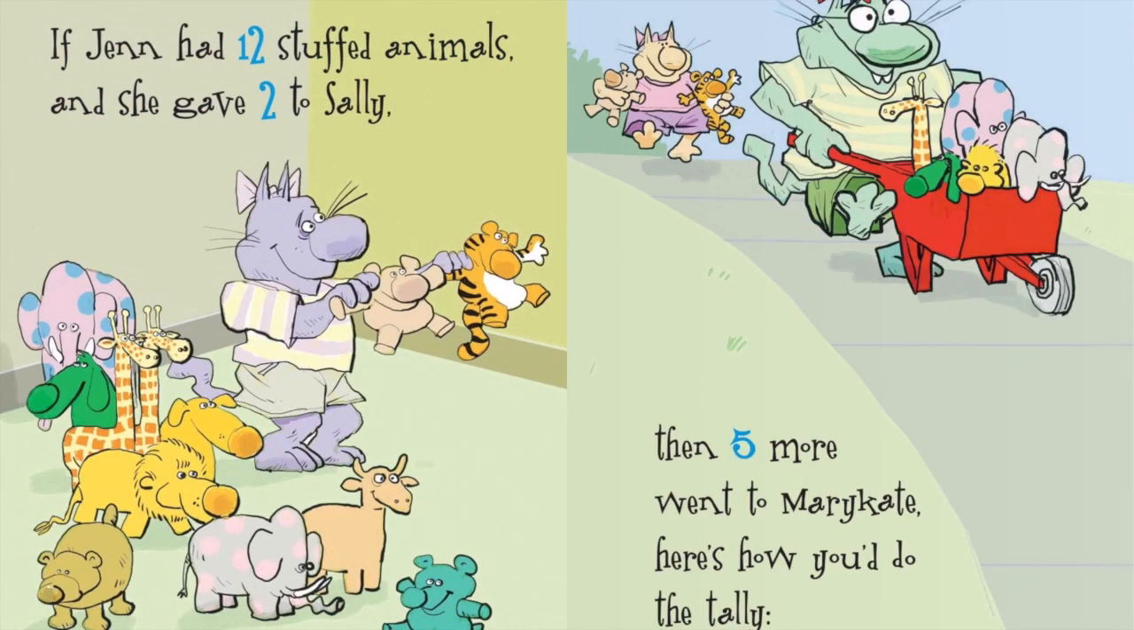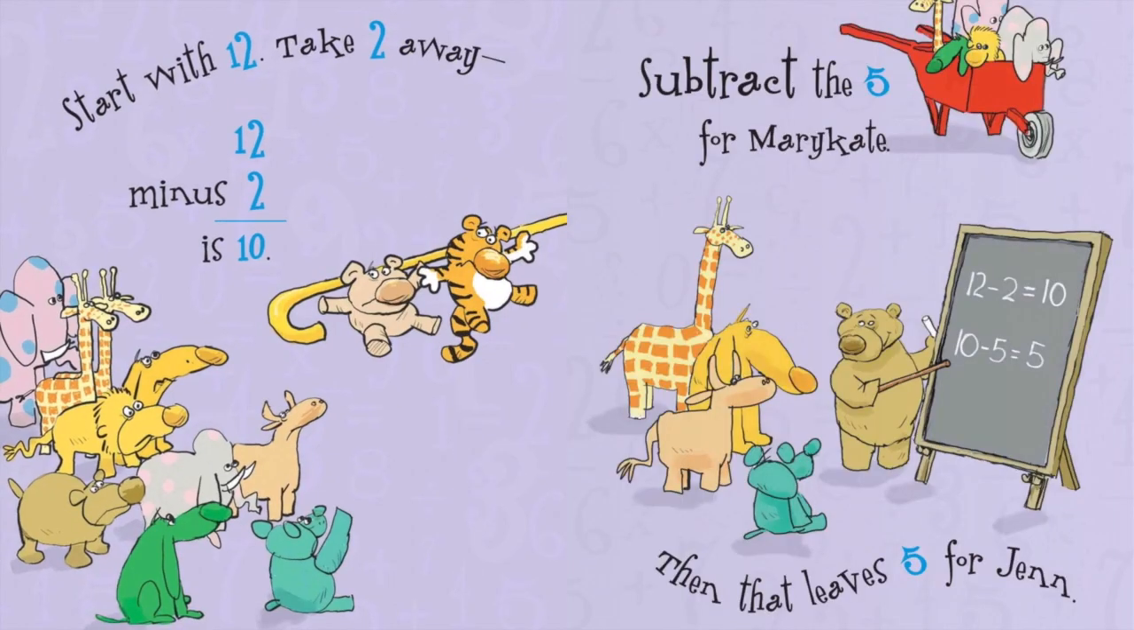If Jen had 12 stuffed animals and she gave 2 to Sally, then 5 more went to Mary Kate. Here's how you do the tally. Start with 12, take 2 away. 12 minus 2 is 10. Subtract the 5 for Mary Kate. Then that leaves 5 for Jen.